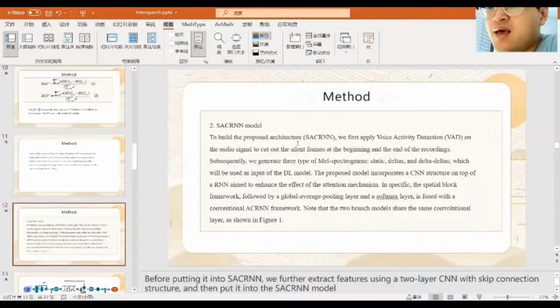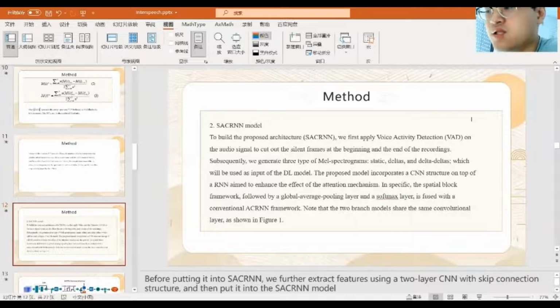The main idea in our paper is the SACRNN module. To build the proposed architecture, we first apply voice activity detection on the audio signal to cut down the silent frames at the beginning and the end of the recording. Subsequently, we generate three Mel spectrograms, static, delta and delta-delta, which will be used as input of the deep learning model. The proposed module incorporates the CNN structure on top of the CNN-RNN, aimed to enhance the effect of the attention mechanism.